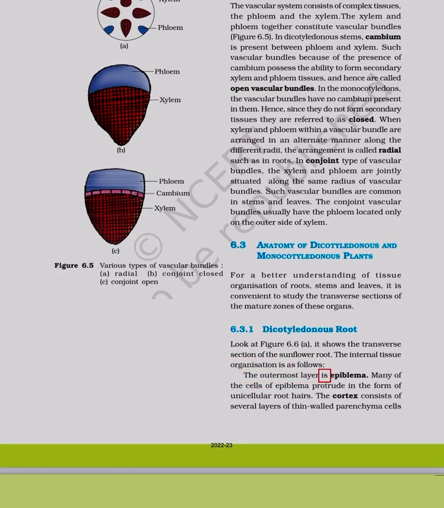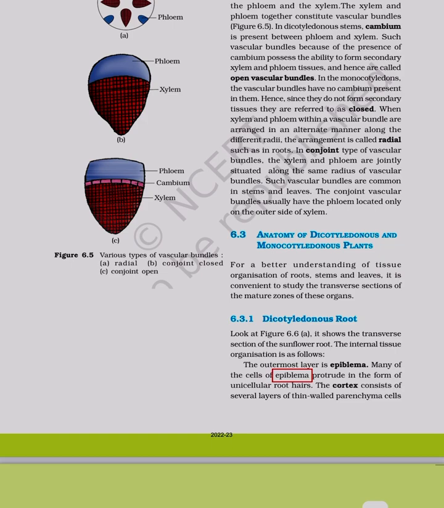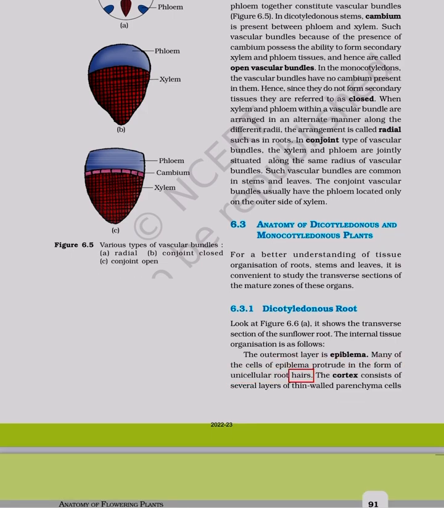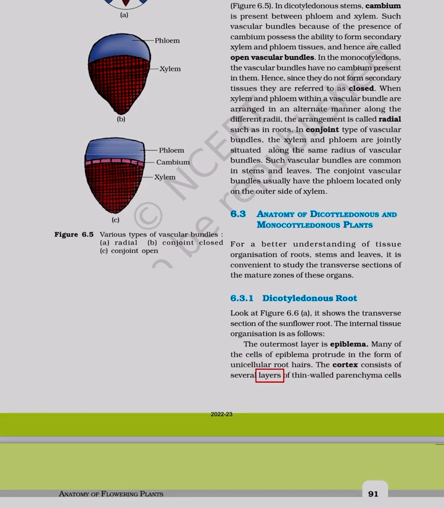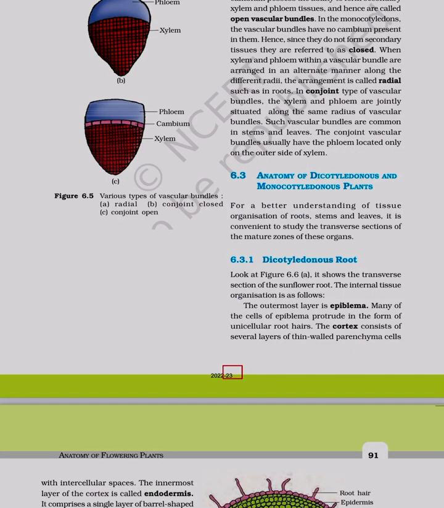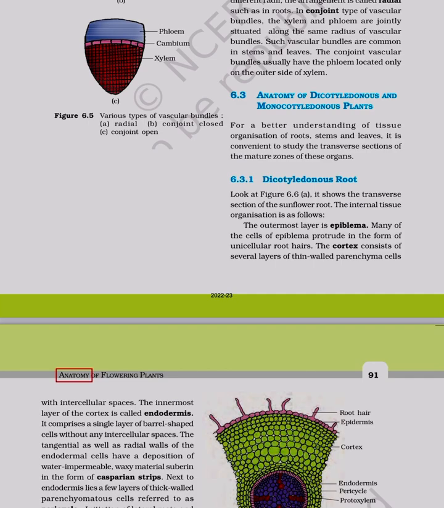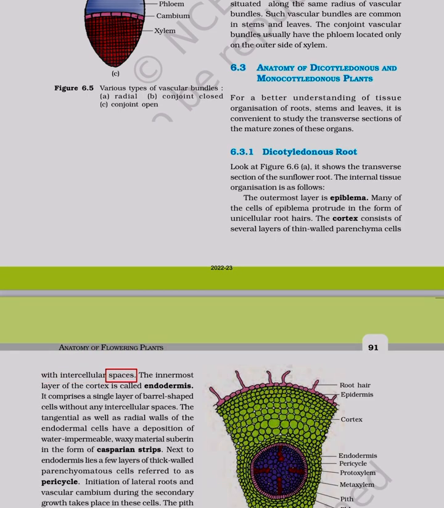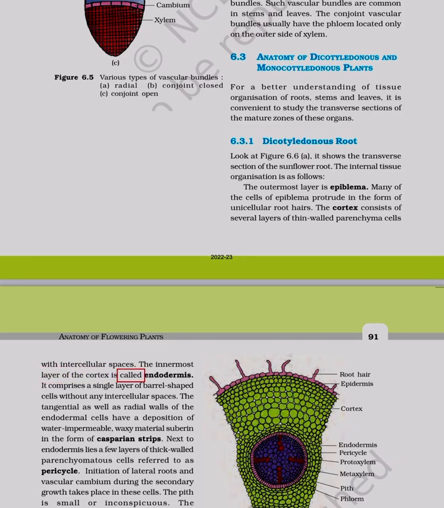The outermost layer is epiblema. Many of the cells of epiblema protrude in the form of unicellular root hairs. The cortex consists of several layers of thin-walled parenchyma cells with intercellular spaces. The innermost layer of the cortex is called endodermis.